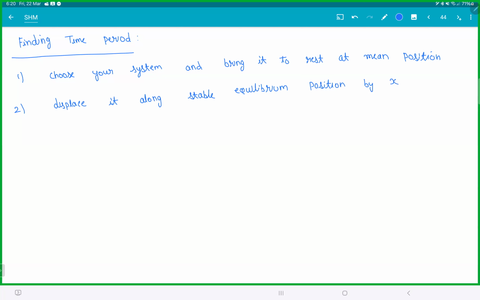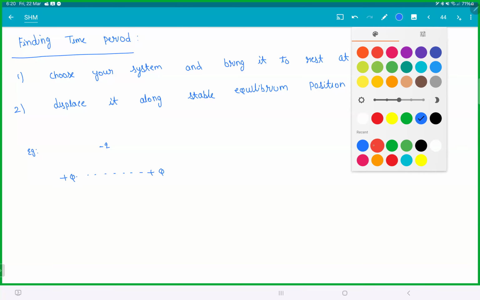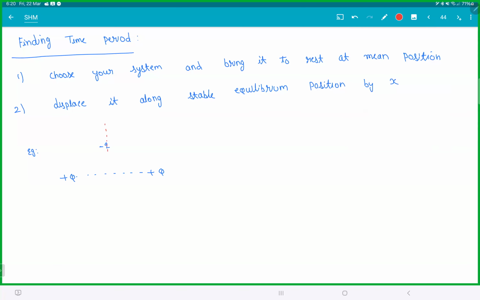What do you mean by that? Example, plus Q and plus Q. If you take a minus Q here, if you displace along the perpendicular bisector, if you observe, this thing attracts, this will be the F net. So this will always try to come back here. This is a stable equilibrium. No matter how much you push along the line, eventually it will try to come back there.